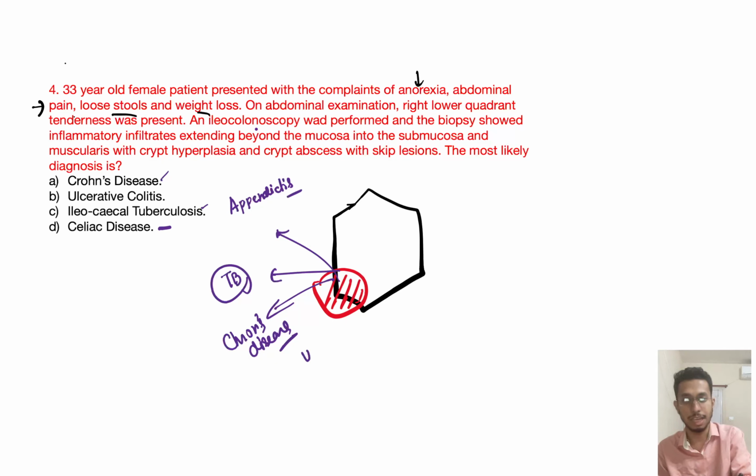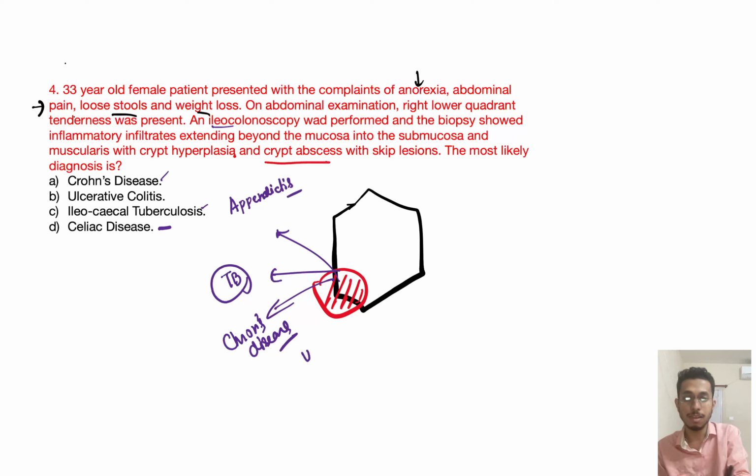Next step, an ileocolonoscopy was done. Before that, obviously you need to do an ultrasound examination to rule out obvious pathology like appendicitis, or a CT abdomen can be done. So, ileocolonoscopy was performed and biopsy showed infiltrate extending beyond the mucosa into the submucosa and muscularis with crypt hyperplasia and crypt abscess.